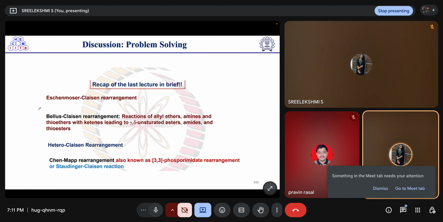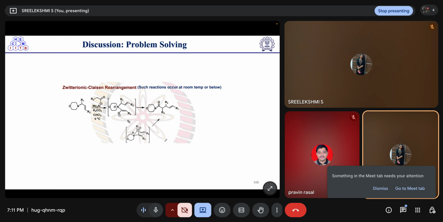So far we have seen different types of Claisen rearrangement: Eschenmoser-Claisen rearrangement, Ireland-Claisen rearrangement, hetero-Claisen rearrangement, then the Chenma reagent, and in between we have also seen the 2,3 sigmatropic rearrangement. Now, another example of Claisen rearrangement is the zwitterionic Claisen rearrangement. We have said earlier that usually Claisen rearrangement requires higher temperature. But if we are doing it in the presence of some Lewis acid, or this particular classification, that is zwitterionic Claisen rearrangement, we can carry out these reactions at room temperature or below.